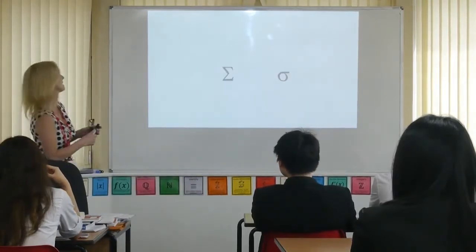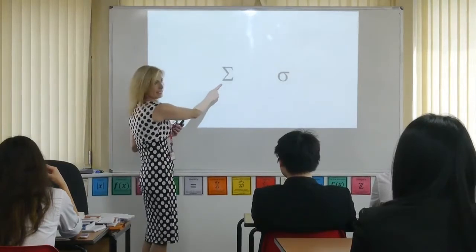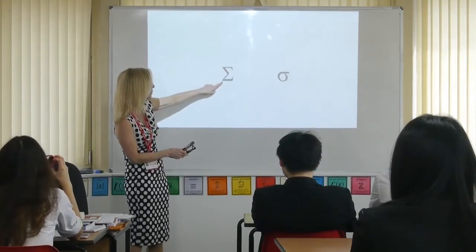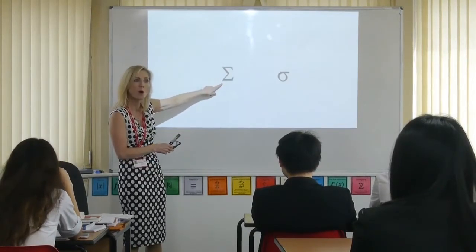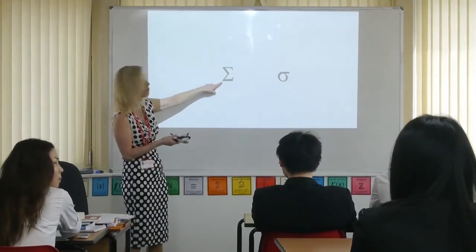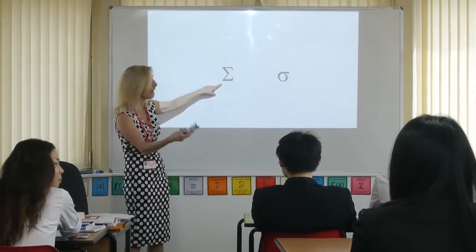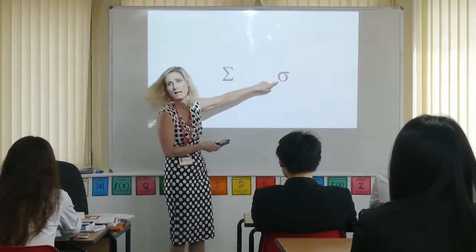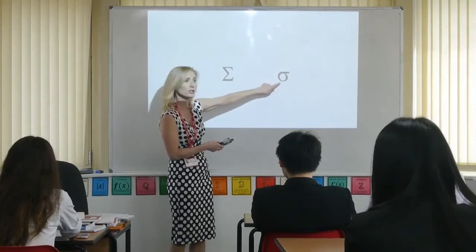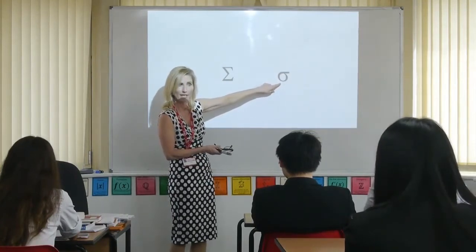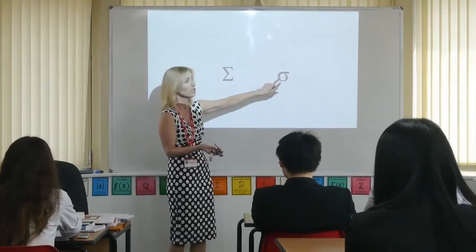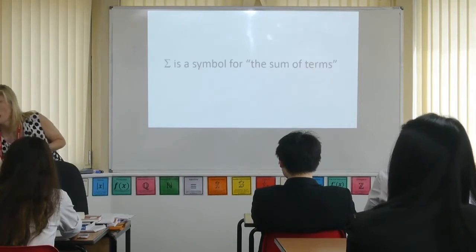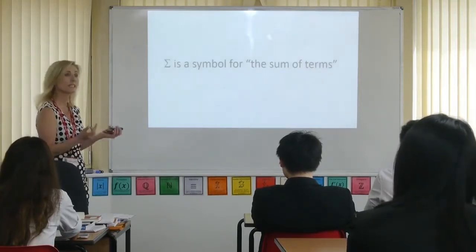If we look at the differences, this is the capital letter sigma and this is the small letter sigma. Now, this one is used in mathematics to represent the sum of. So it's a shorthand method of representing adding up a number of different things with similarities. We'll have a little look at that in a minute. Whereas this one is used to represent the standard deviation value. So if we're referring to the standard deviation, this is the symbol that we can represent it as. Okay, so sigma is a symbol for the sum of terms.